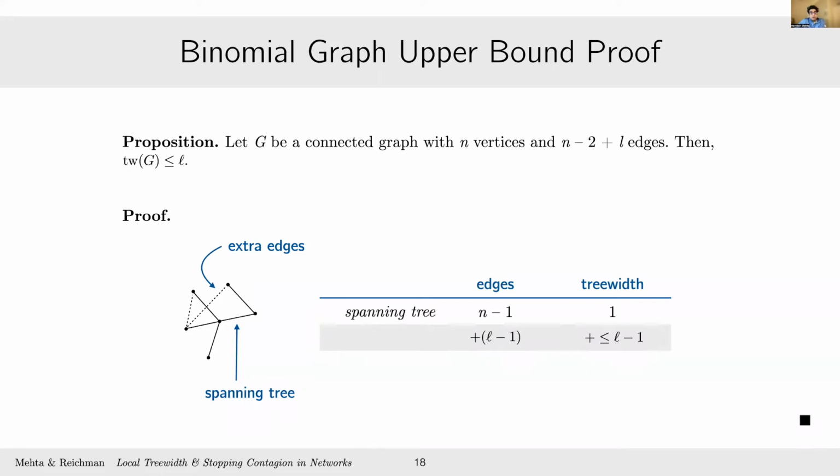To make this argument more formal, we prove the following proposition. Say G is a connected graph with n vertices and n minus 2 plus L edges. Then its treewidth is at most L. We prove this by taking a spanning tree of G. This spanning tree has n minus 1 edges, but only has treewidth 1, because it's a tree. To get from the spanning tree to G, we need to add exactly L minus 1 additional edges. And each edge can increase the treewidth by at most 1. So the resulting graph G, therefore, has at most 1 plus L minus 1, which is the same as L, treewidth. This completes our proof.